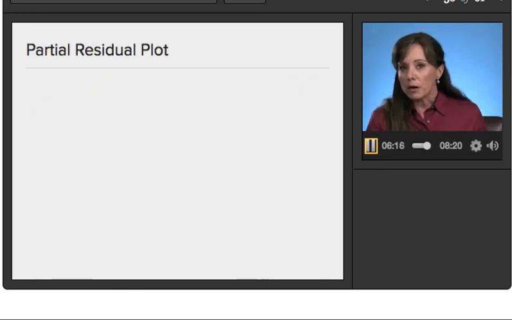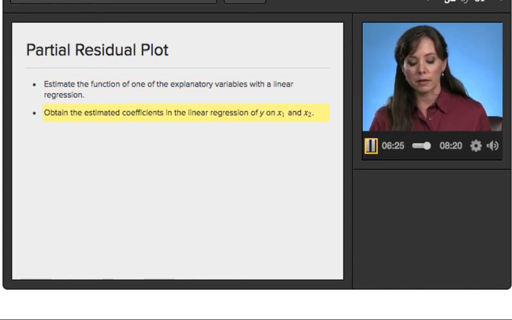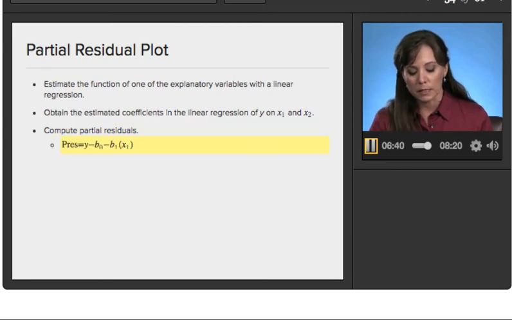The idea behind a partial residual plot is to estimate the function of one of the explanatory variables with a linear regression, and then obtain the estimated coefficients of the linear regression of the response on x1 and x2. So we have two explanatory variables. We're going to use those two to estimate the response. Then we will compute partial residuals, and the partial residuals are given by the observed response minus the linear regression equation, including x1 and x2 in the model. Then we're going to plot the partial residuals.